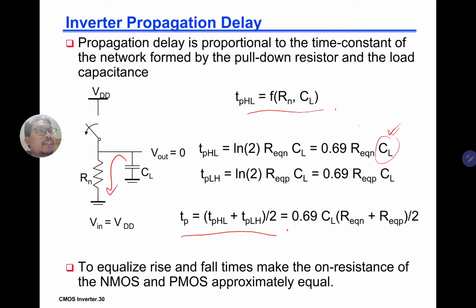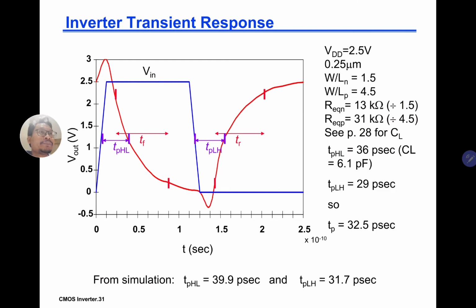Now the tricky part is how to obtain your Req. So what is the resistance, what is the effective resistance of the transistor? So I think it should be in the next one. Okay, so this is just simulation values that they show. So these Req values they obtained from simulation, 13 kilo ohm, 31 kilo ohm, using W/L, W/Ln, W/Lp with some of these parameters, and they get the propagation delay.